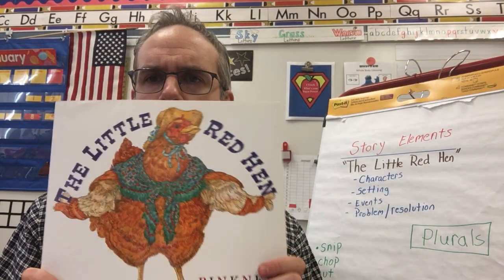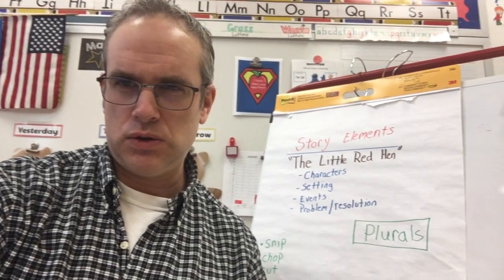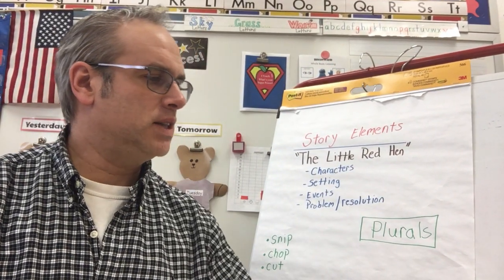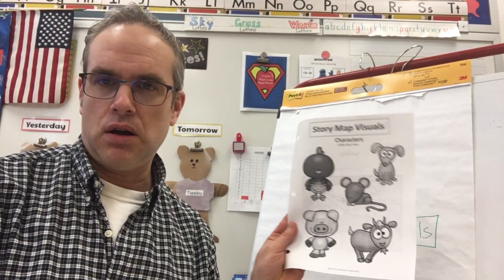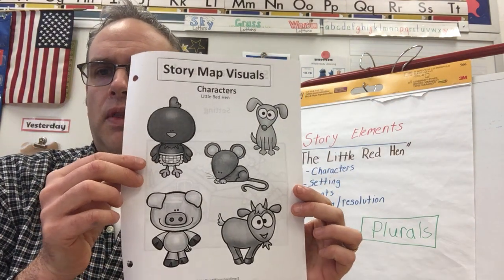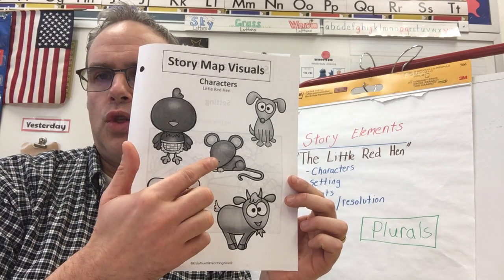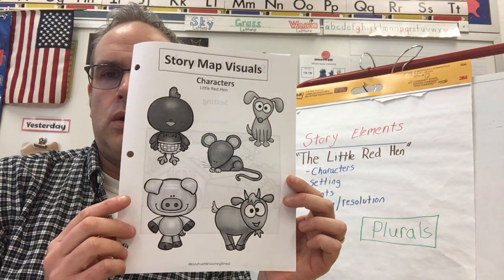Hi, kindergarten. So for today's Little Red Hen Wit and Wisdom lesson, we're going to continue to explore different story elements, all right? So yesterday, we began by discussing the characters of the story from the Little Red Hen. Here's my little handout, and it shows the characters. There's the hen, the pig, the goat, the rat, and the dog, okay?